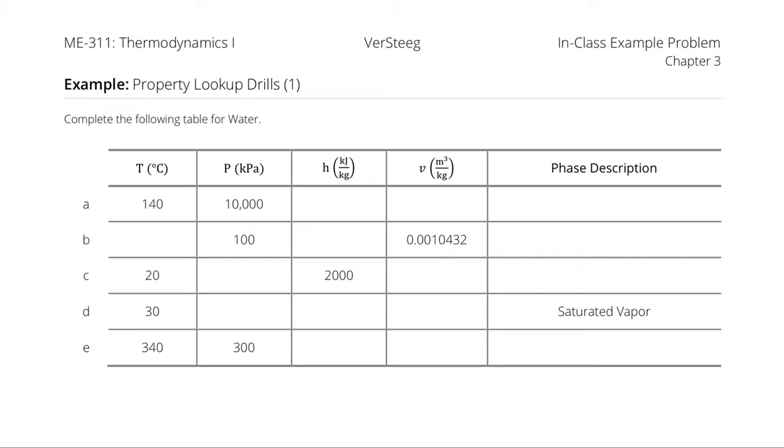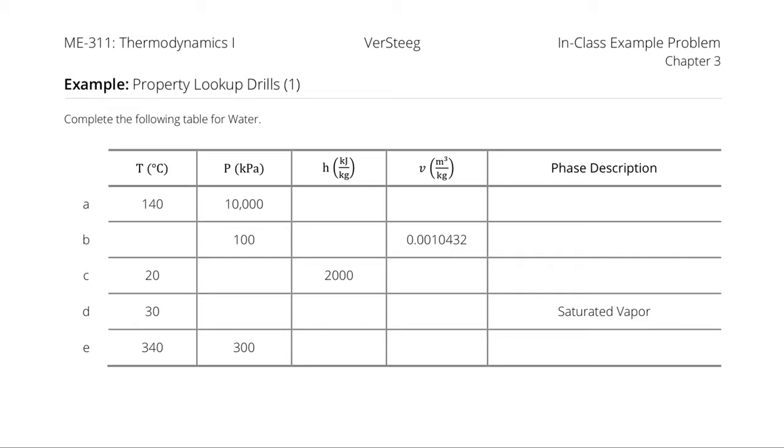So at state point A, the two independent intensive properties that fully define our state point are temperature and pressure, and I want us to determine specific enthalpy, specific volume, and a description of the phase. We will do that for all five state points until we have a fully populated table.